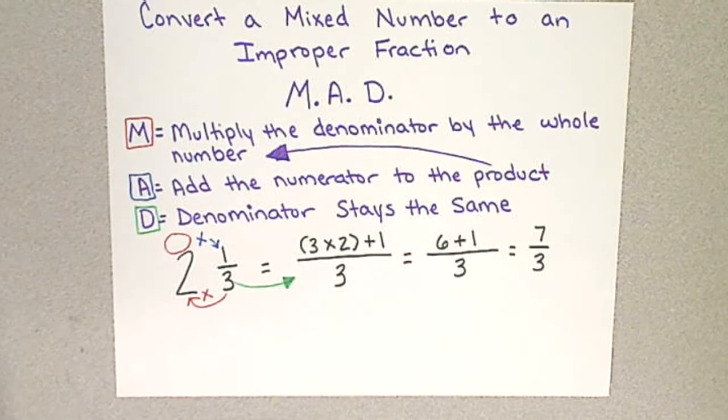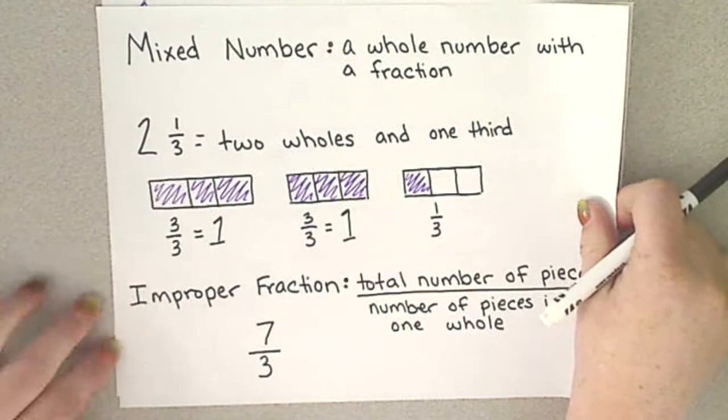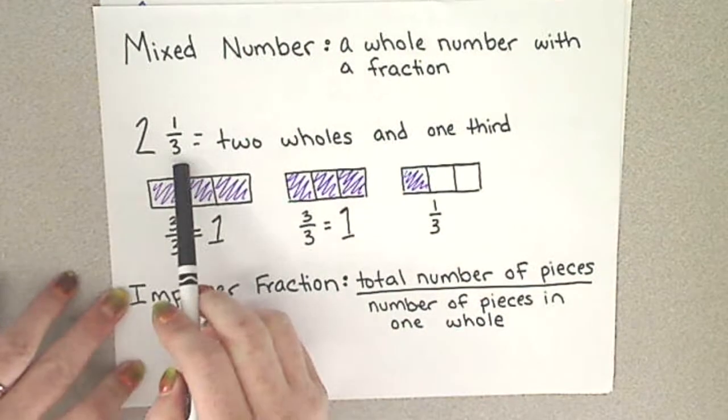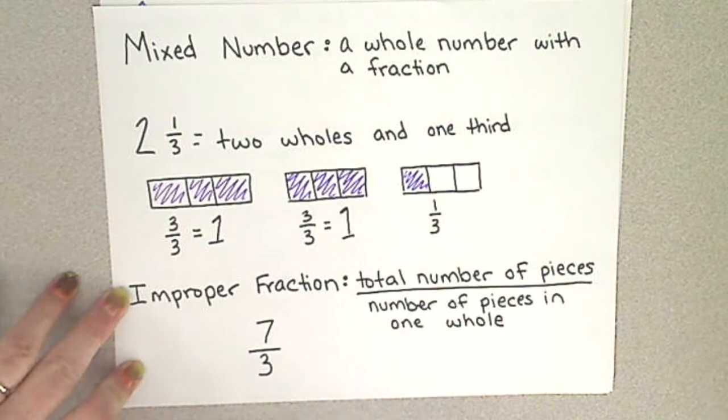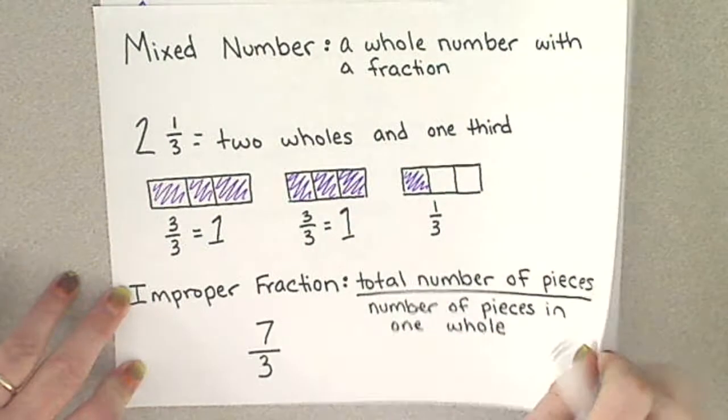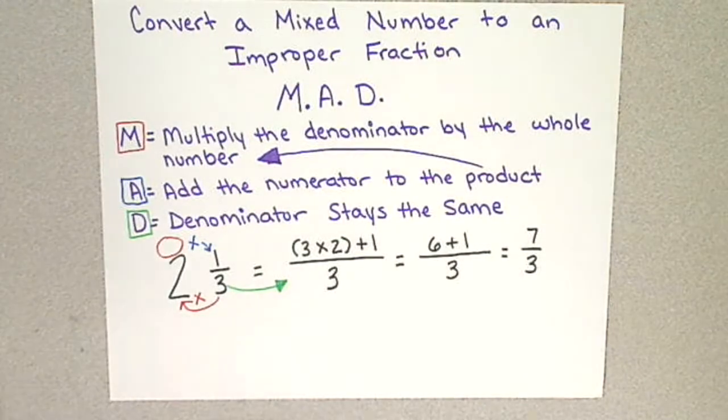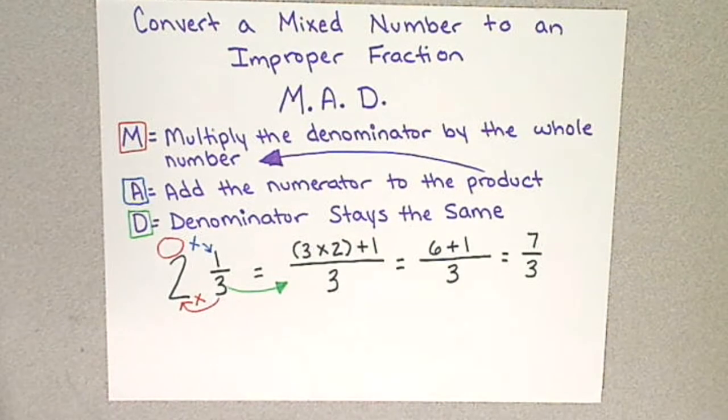And if you remember, when we talked about our example earlier, we said that 2 1/3 is the same as 7/3. So we came up with the exact same answer. All right, now we're going to take this improper fraction and we are going to turn it into a mixed number.